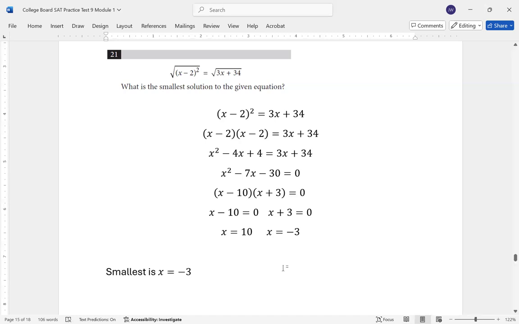You can always check that for yourself by plugging in negative 3 on the left, negative 3 on the right, and seeing that we get the exact same outputs. So negative 3 is the answer to question 21.